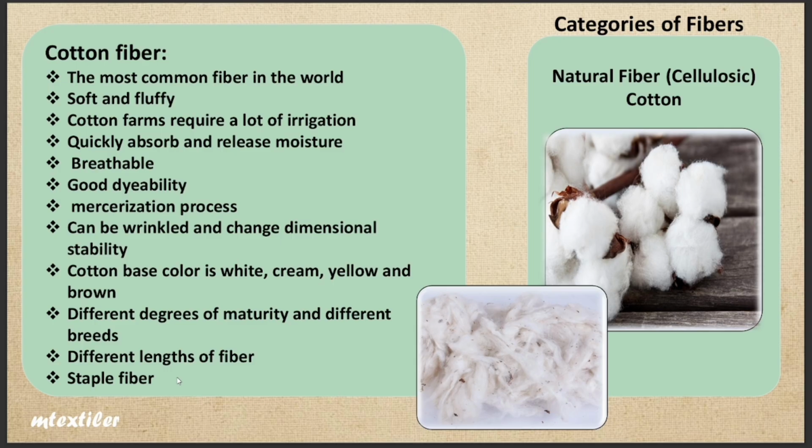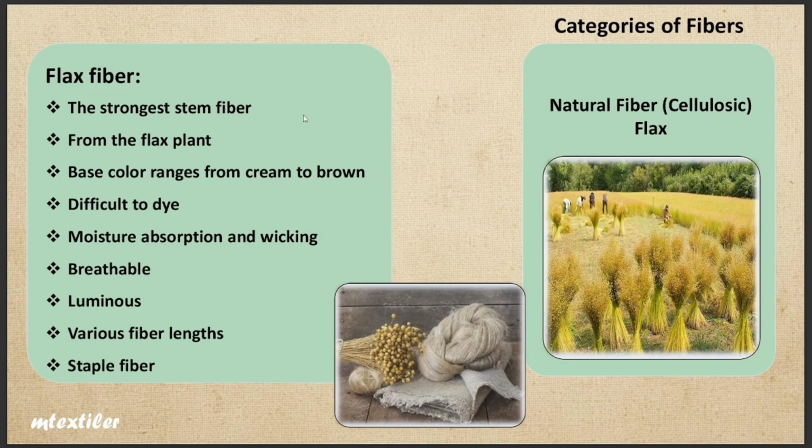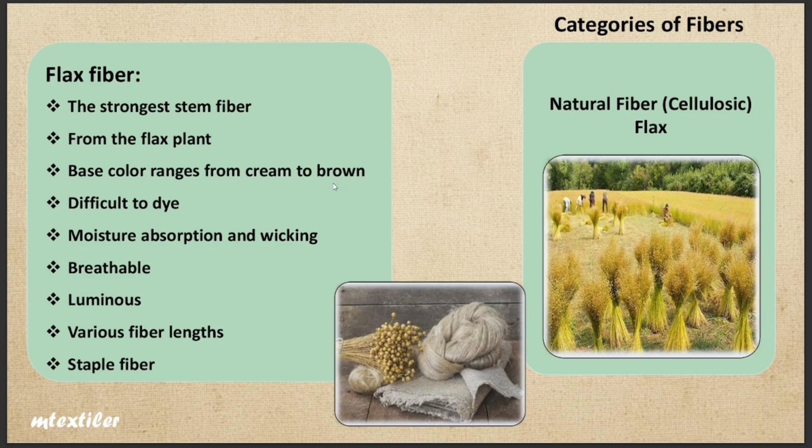The next fiber is flax, which is a type of bast fiber. Now, let's examine the characteristics of this type of fiber. The strongest stem fiber. From the flax plant, base color ranges from cream to brown. Difficult to dye. The structure of these fibers is designed for high strength, which makes them difficult to dye.